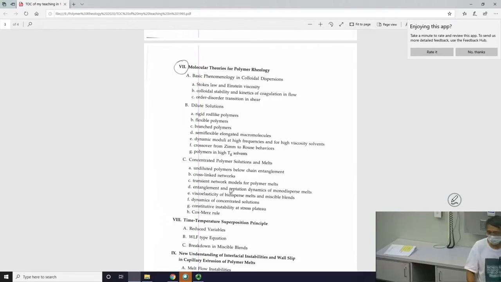And polymer rheology supposedly deals with matter in that state, above Tg and above Tm, where the polymers are basically just a bunch of chains randomly packed like this in their coiled form.